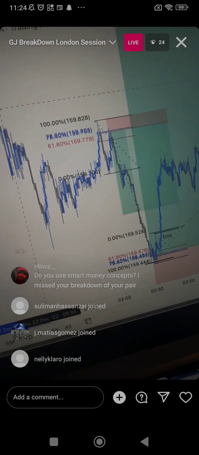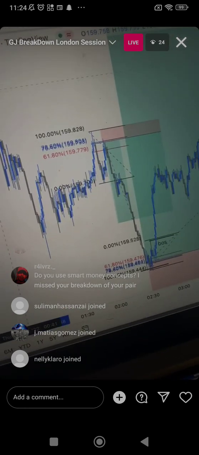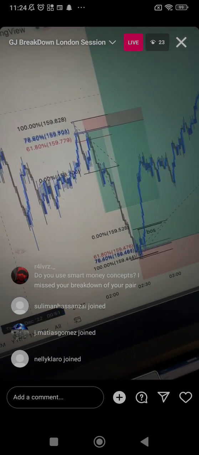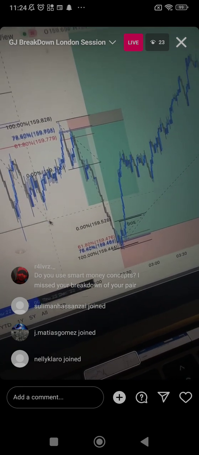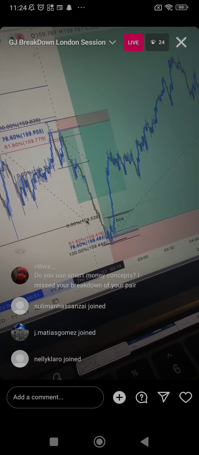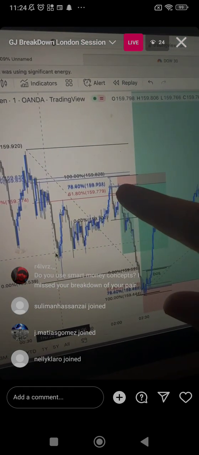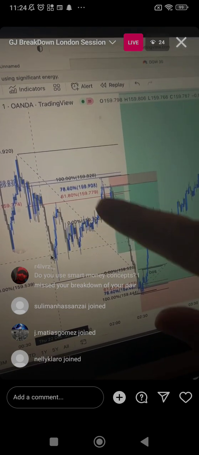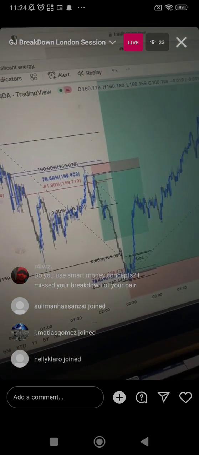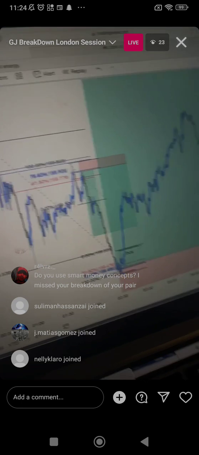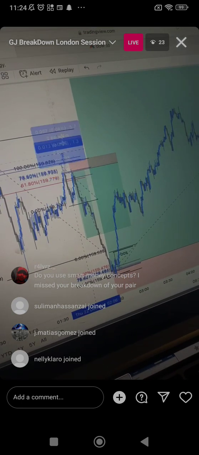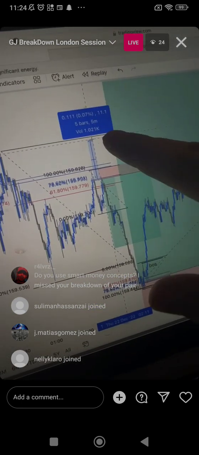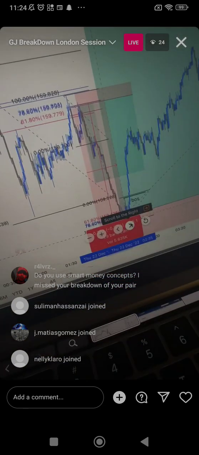Oops. Wrong spot right here. And then you can see on a 30-minute, it still came into the area where you're looking to sell, but your stop loss is going to be up here, right? So that's a fatter stop loss. That would have been about a 10 pip stop loss.